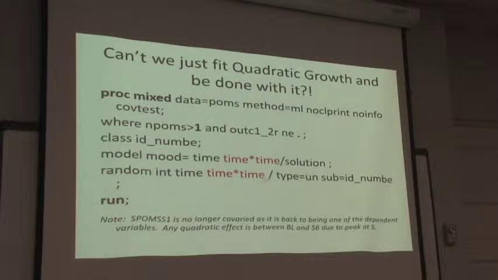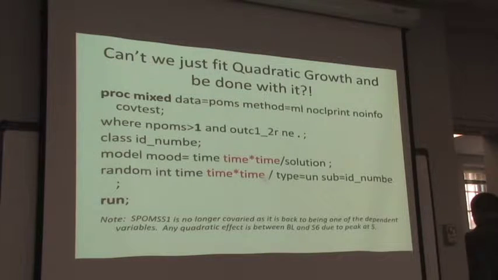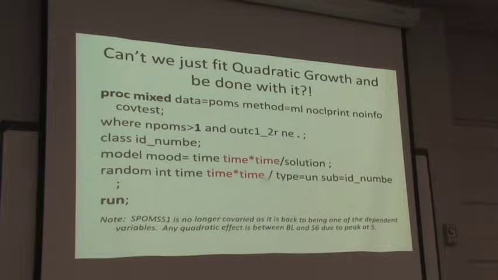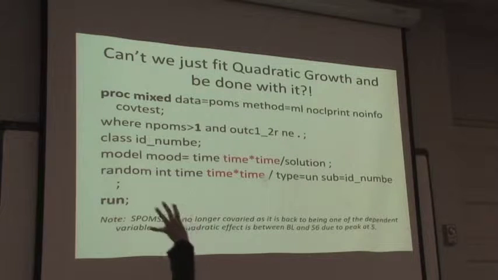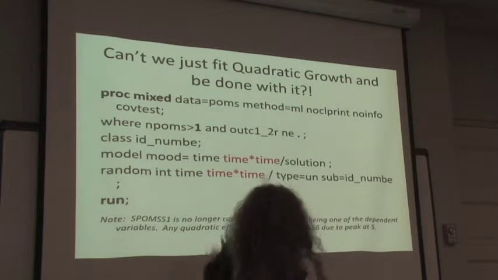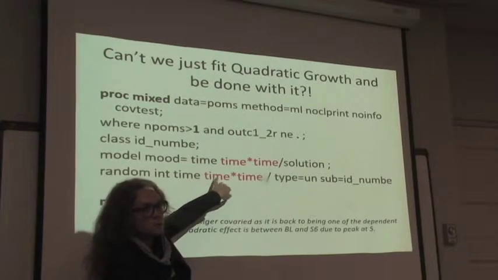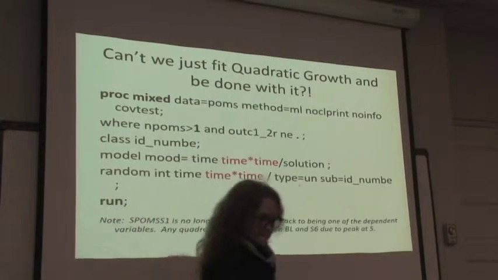Okay, so one question you might ask is, can we just do a quadratic model at level 1 and be done, and forget messing around with all this stuff? Which I think is a good question. So this is the difference. This is the first time we've changed the level 1 model.